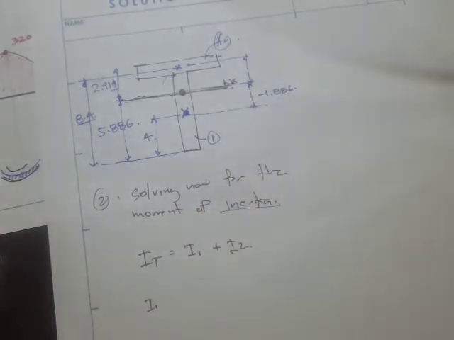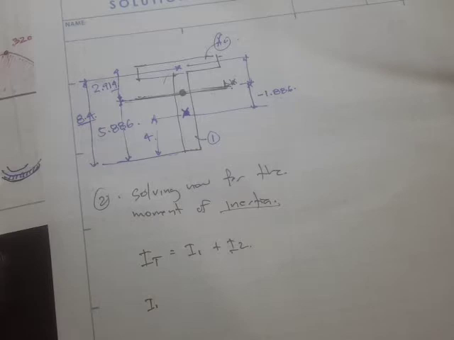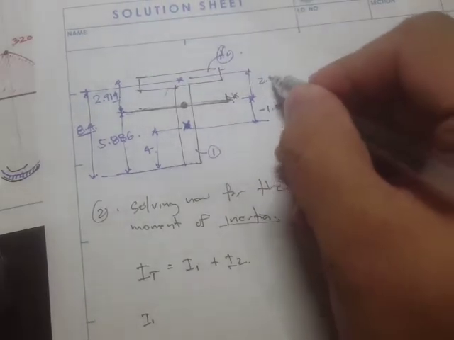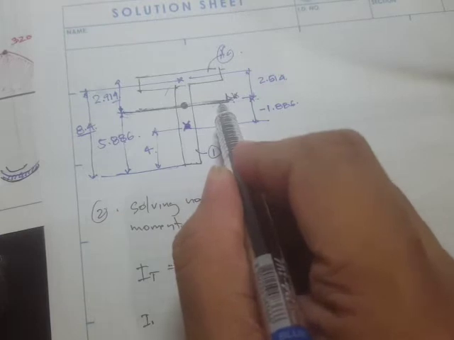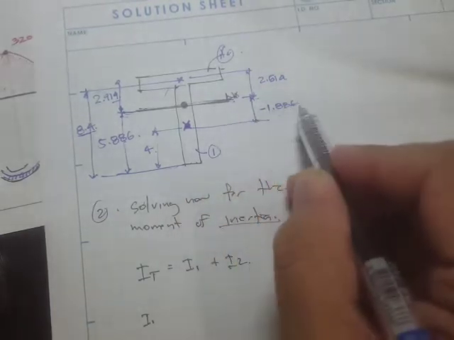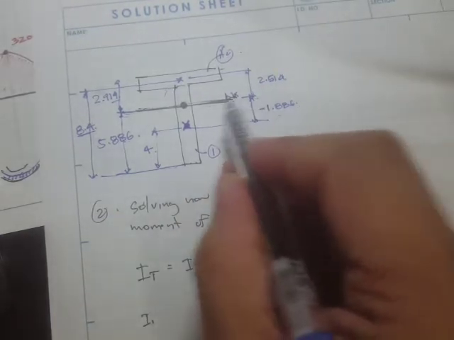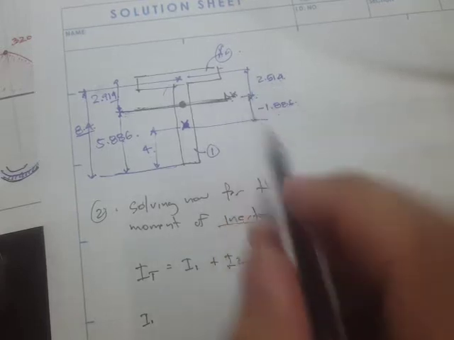And right here, that's 8.4 minus 5.886, and we have 2.514. Okay, so again, based on this reference line, this will be negative because it's downward, and this one is positive because it's upward.